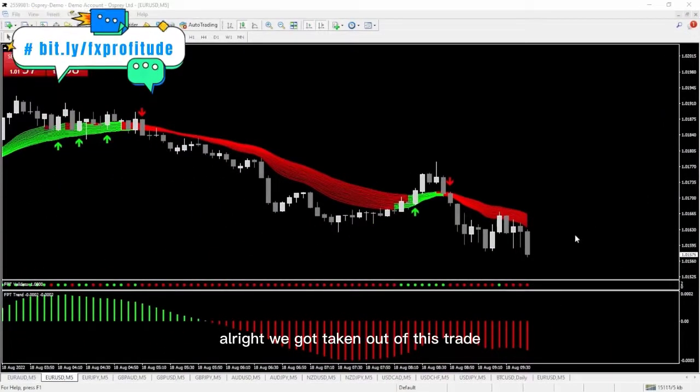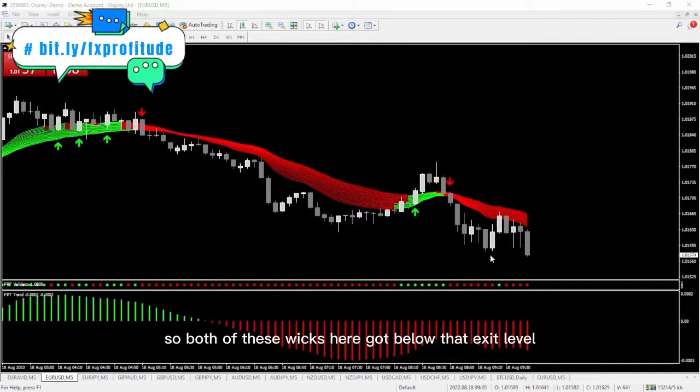All right, we got taken out of this trade. Now, this trade was a little bit of a nail biter. We had the market get just below our exit, but because this is a sell trade, we need to get below the exit level by whatever the spread is, and we didn't quite do that. So both of these wicks here got below that exit level, but didn't tag the actual exit mark. This one white candle here, the wick got right to that exit level, but again, it didn't get below it by the spread. And finally, we did get a candle that took us out.